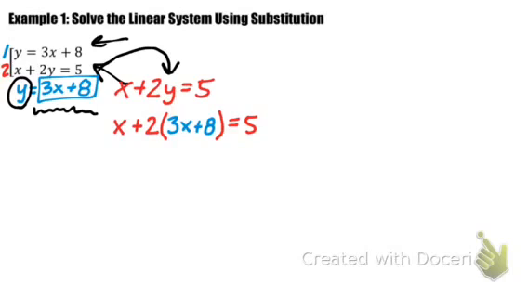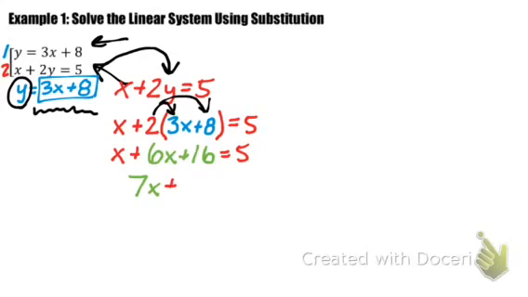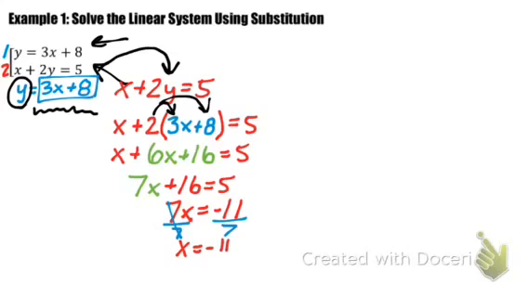Then I'm going to simplify my equation. I'm going to distribute my 2 to my 3x and 2 to my 8 using multiplication. So I get x plus 6x plus 16 equals 5. I'm going to simplify further, and then subtract 16 from both sides. And finally divide both sides by 7. So my final answer for x is equal to negative 11 over 7.